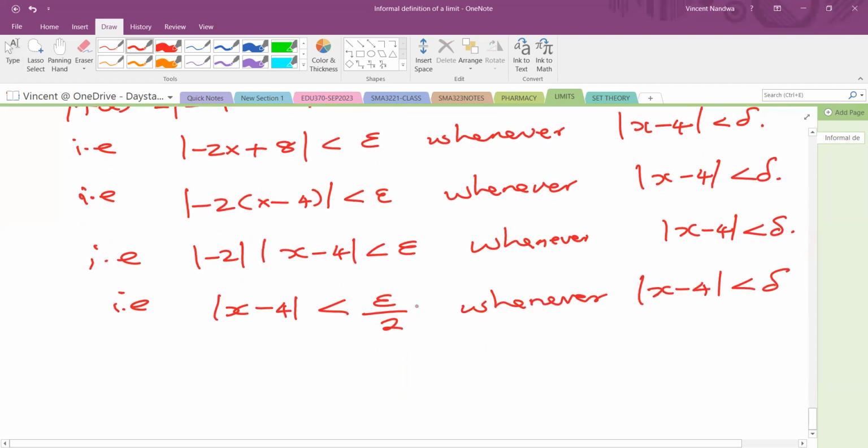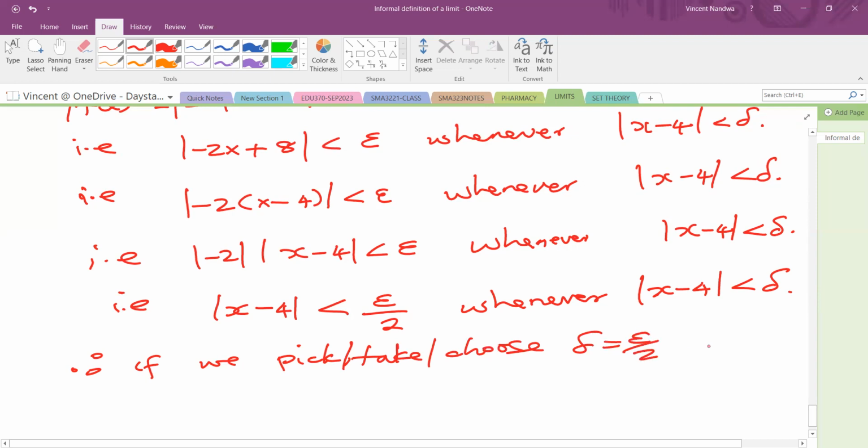So you can say that this and this take the same form. If we have the same expressions on the left-hand side of the inequality, then we can relate the right-hand side of this side and this other side. Therefore, if we choose delta equal to epsilon over 2, then that is as good as saying that the given limit is a true statement.